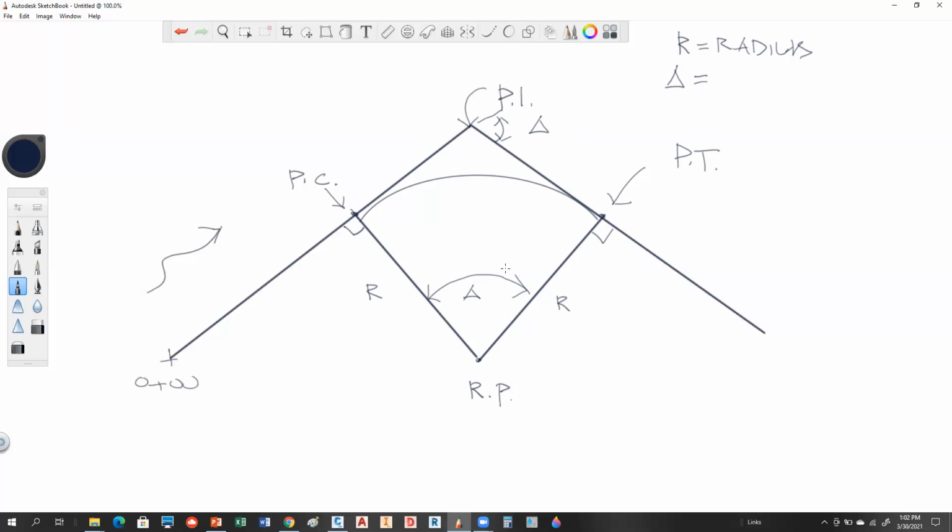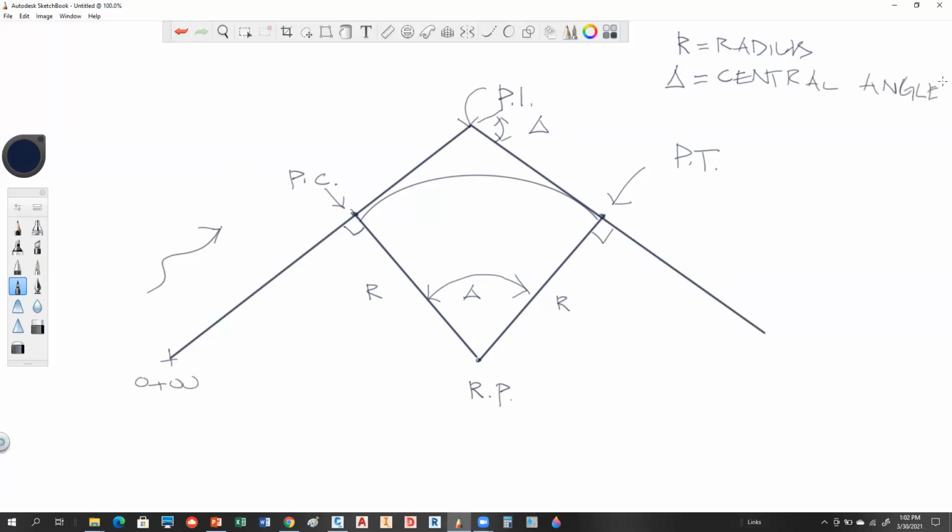Hypothetically, if I gave you the bearing on this tangent and the bearing on this tangent, could you tell me the delta angle of this curve? Yes, absolutely. You could subtract one bearing from another. This is what we call the central angle.